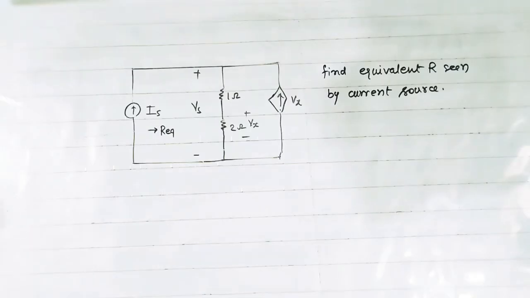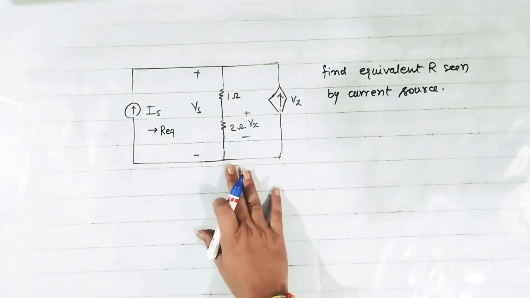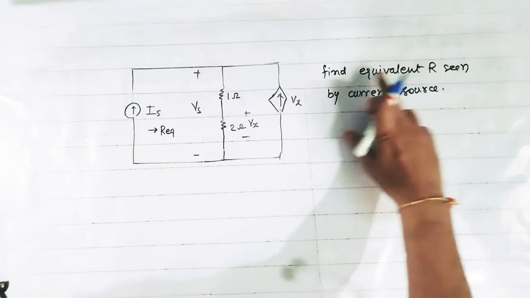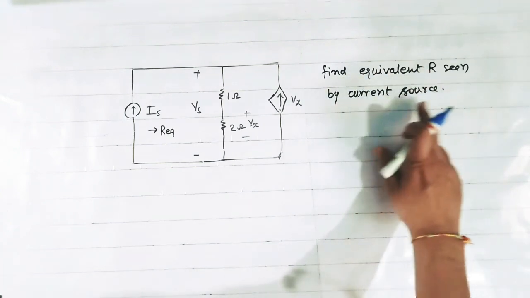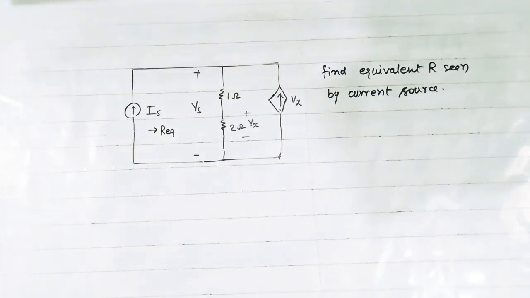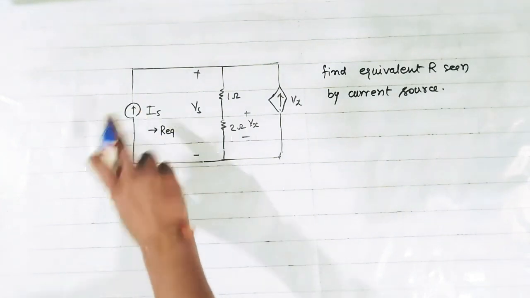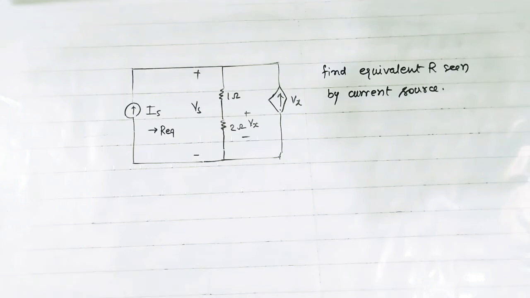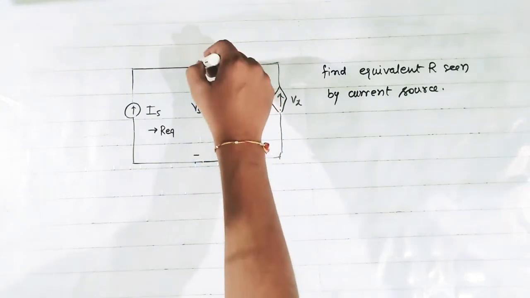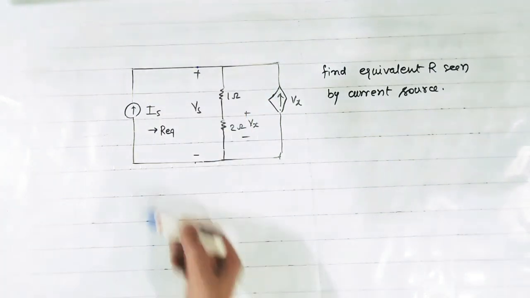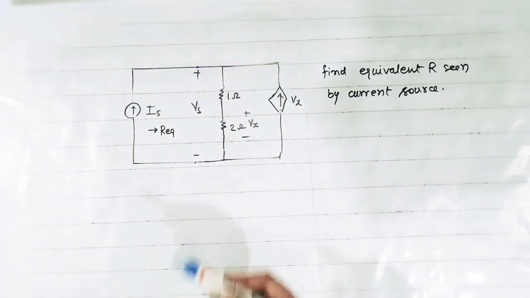Now see this question. In this question, this circuit is given, and we have to find the equivalent R, meaning the equivalent resistance seen by the current source. Here, the question is asking the equivalent resistance seen by the current source. What does it mean? It means that we know the voltage across this current source is Vs and the current is Is. So what is resistance?